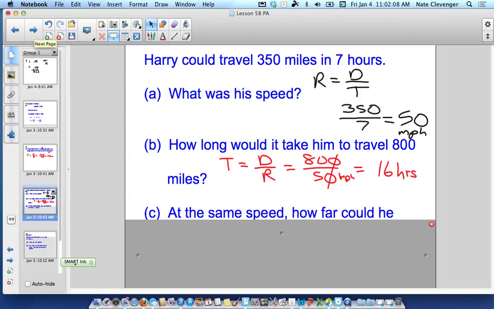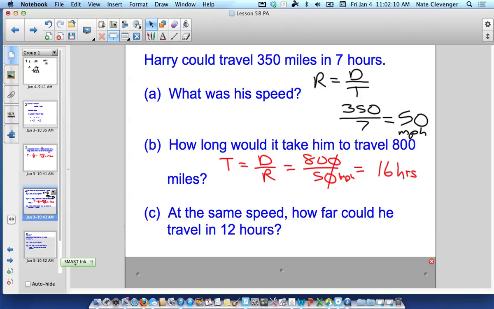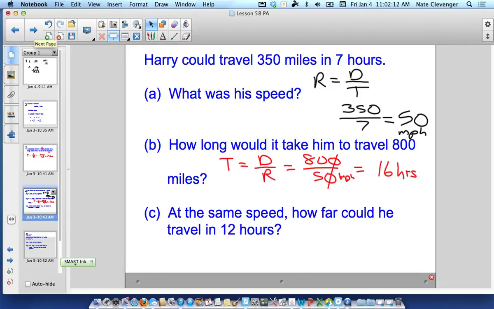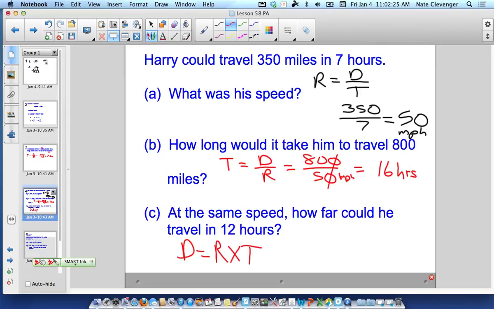And then at the same speed, how far could he travel in 12 hours? Now what are we looking for here? We're looking for distance, time, or rate. Distance. And distance is the only one where distance is equal to rate times time. Okay, it's kind of like your C. So C is equal to A squared. It's going to be an ABC thing. All right, 12 hours.